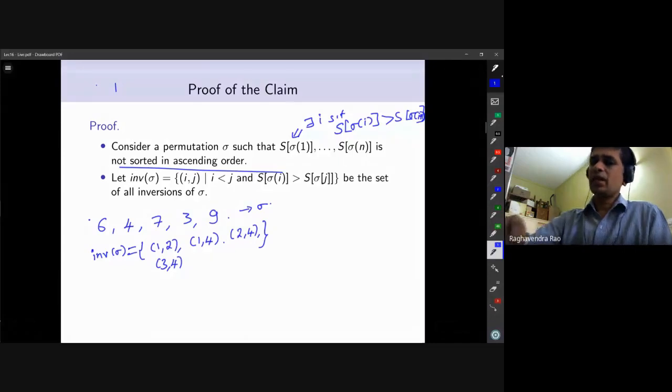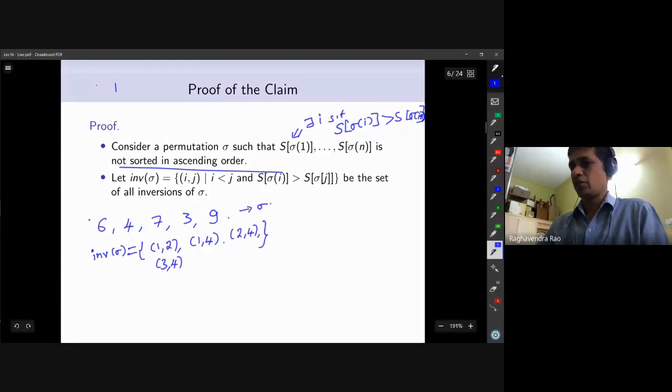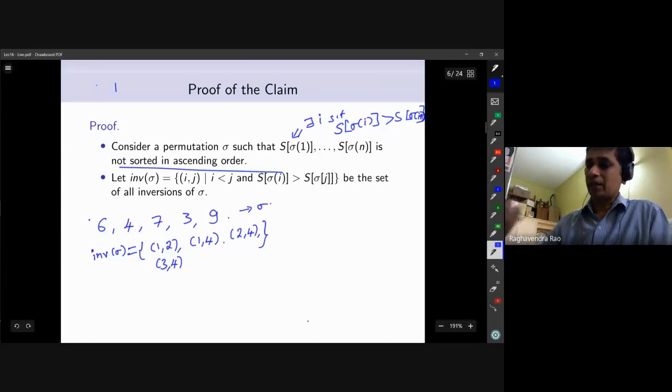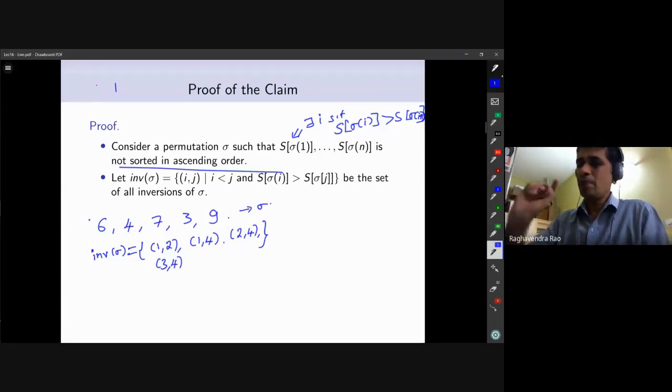So we have considered a larger set of inversions, and certainly there will be such an inversion in this set. There will always be a position I such that I plus 1 is in the inversion set. Otherwise, the array will be sorted by the transitivity of this ordering. Less than or equal to is a transitive order, right? It's a partial order, a transitive relation.